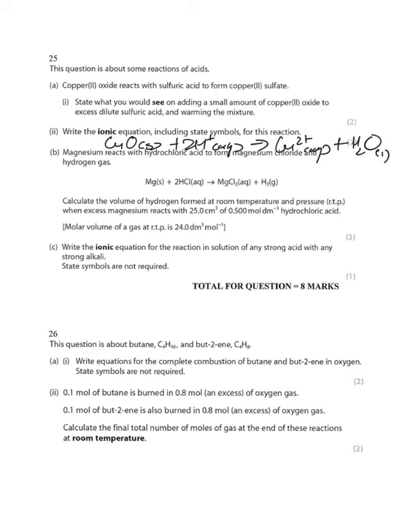We've then got to calculate our reacting mass question. So we've got 3 steps: moles, ratio, and then mass. And then finally here, write the ionic equation for the reaction in solution of any strong acid. We've got hydrogen ions plus hydroxide ions goes to give us water. Answer, and we'll have a look at those here.